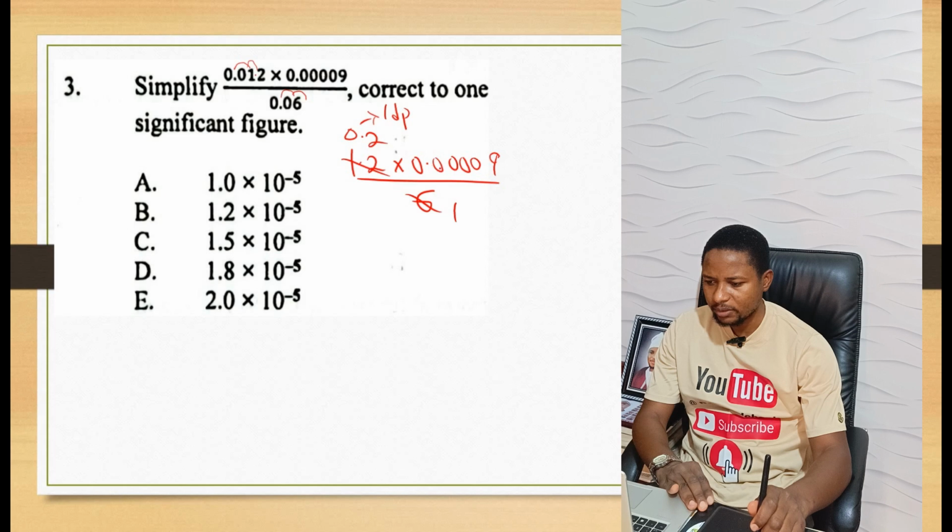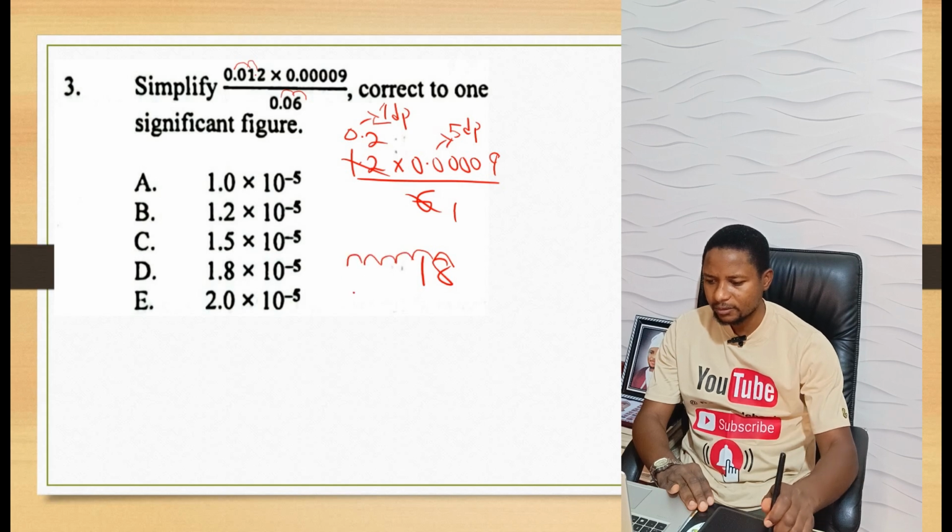While 0.00009 has how many dp? That's 5 dp. So just focus on the numbers, which is 2 times 9, that will give you 18. And the 1 dp plus the 5 dp will give you how many dp? 6 dp. So I'm going to move it 6 times: 1, 2, 3, 4, 5, 6. So 0.000018. Close it up. So ideally, this is my answer.